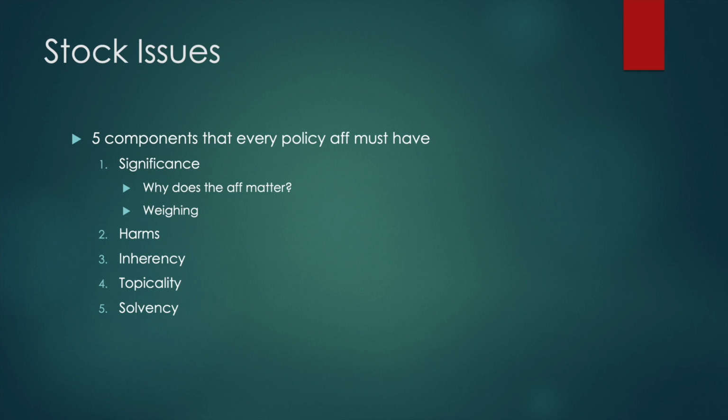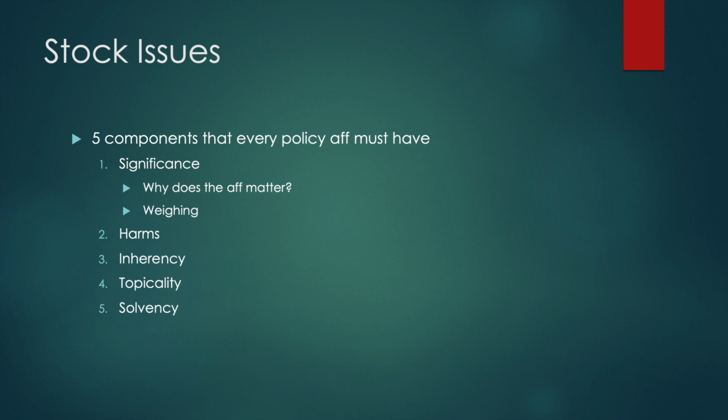So, from a philosophical standpoint, there are five parts that have to be included in every policy aff. Now, this isn't necessarily the sections in the actual aff, but these are five questions basically that the aff has to answer, five things that the aff has to provide. And these are called the stock issues. So, there's significance, harm, inherency, topicality, and solvency.